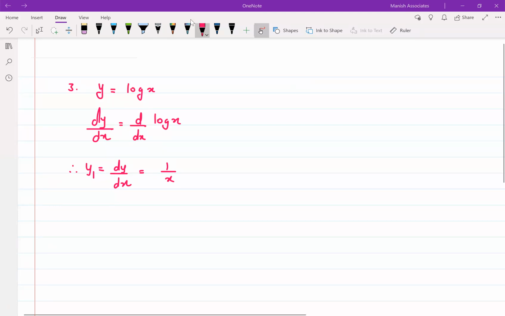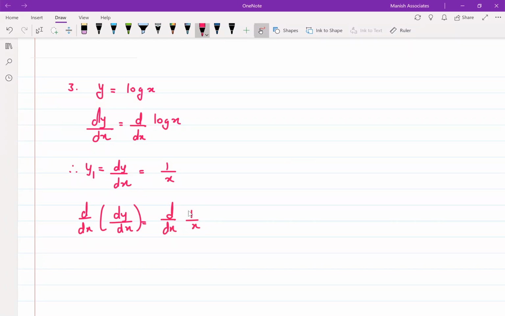I'll differentiate one more time now. So I'll get d by dx of dy by dx is equal to d by dx of 1 by x. Okay. Now, derivative of first order is second order. We know that. And the derivative of 1 by x is minus 1 by x square. Okay. आप इसको d2y by dx2 बोलेंगे. That is equal to minus 1 by x square. Correct? So this is your relation 1 and this is your relation 2. Okay. Now let us proceed further.